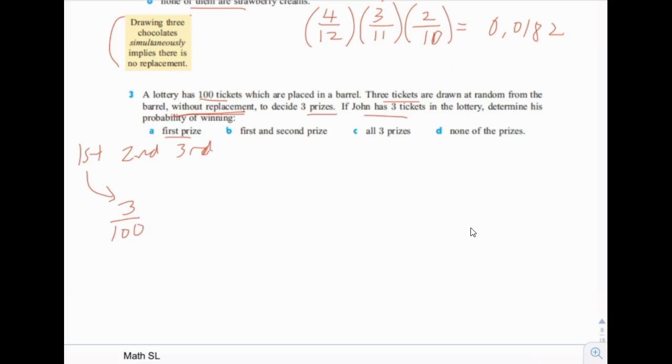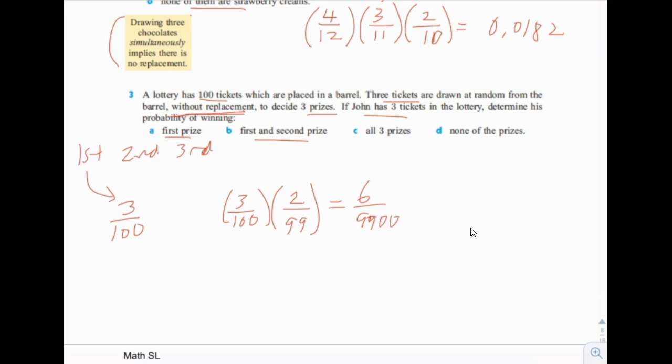out of 100. What is the probability that he's going to win the first and the second prize? Then he would have to have a 3 in 100 chance of getting the first ticket drawn. The second ticket, which would be multiplied times that, it would be the probability that he would get 2 tickets out of 99, right? And so that would be for B. We could write that as 6 over 9900.